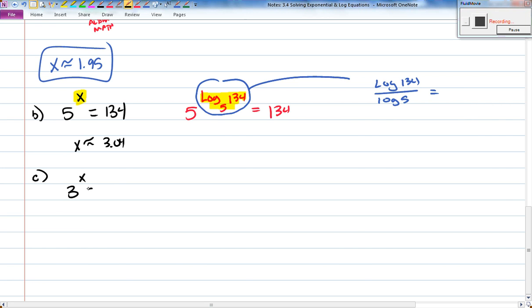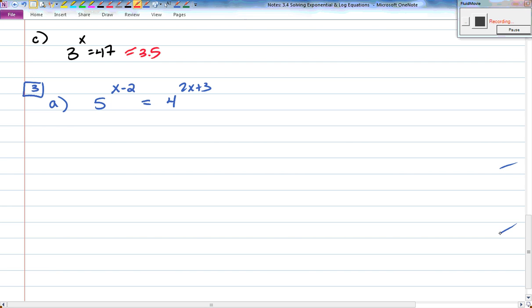3 to the what? This is a little bit more funky. What's different about this one? Yeah, it does have exponents. It's still an exponential equation, but what's different? No common base. There's no common base, and there's x on both sides, okay?